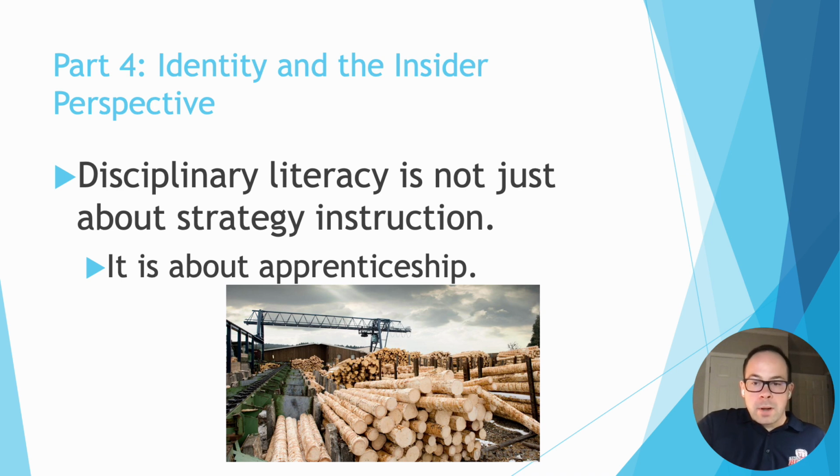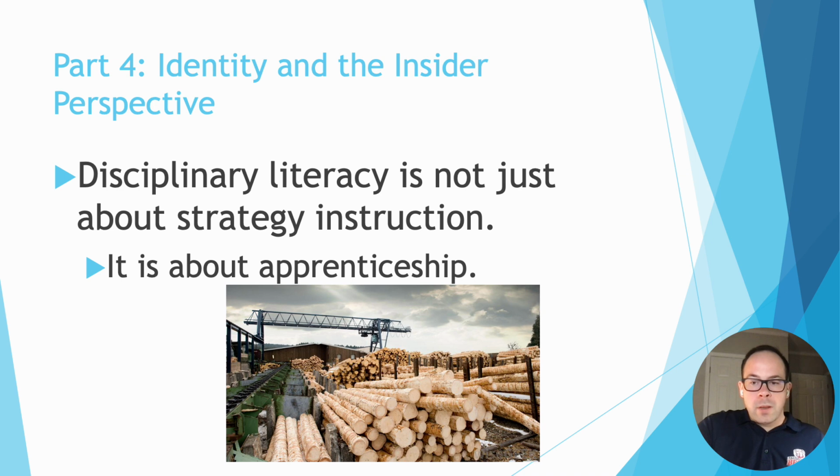Another major theme in the chapter is identity. Students don't just learn skills, they develop identities. They may see themselves as good readers, or not math people, or science outsiders, or history insiders. But this chapter argues that literacy success is deeply intertwined with academic identity. When students begin to see themselves as the kind of person who can think like a scientist or argue like a historian, their reading shifts. Disciplinary literacy is not just about strategy instruction, it is about apprenticeship.